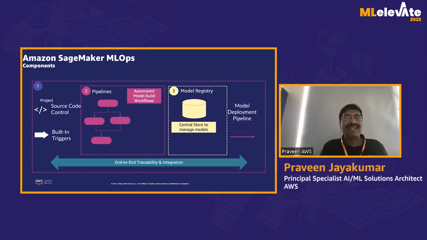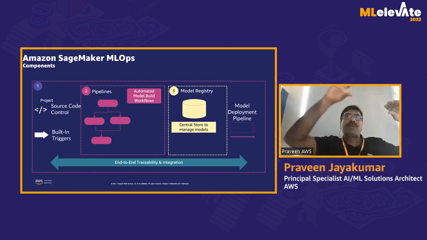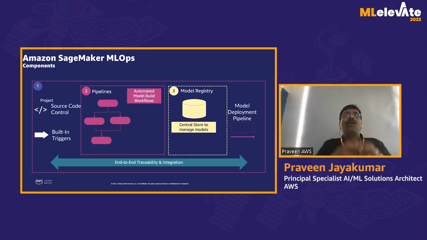We have something called SageMaker Pipelines, which is a DAG-based setup where you could create your entire MLOps workflow, like your data pre-processing, training, and hyperparameter optimization as different steps. Once you're comfortable with the model, we provide something called a model registry, where you could register your models, basically, right? So the model registry helps you to version your model.